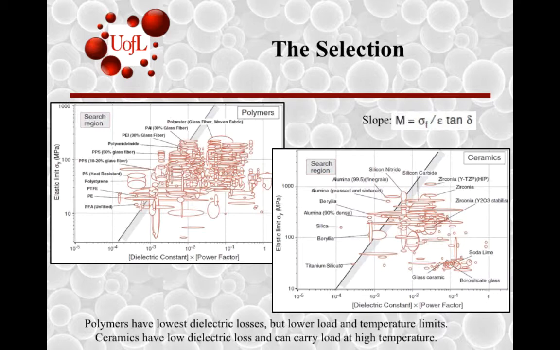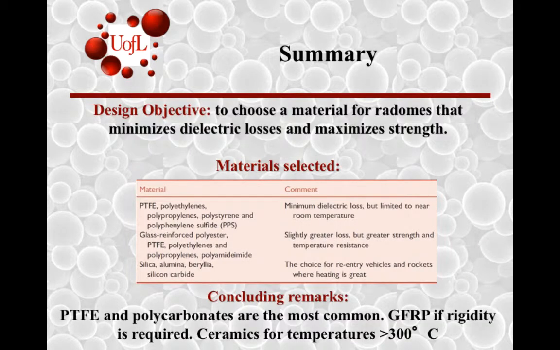Polymers have lower dielectric losses, but they can't withstand as high loads and temperatures, while ceramics aren't as great with the losses, but they can carry higher loads and last better at high temperatures. So to conclude, if all you care about is the losses, and you don't need to worry about a strong structure or high temperatures, PTFE and polyethylenes are the best. But if you need something a little more sturdy, like the really large structures on top of newscast vans, you might want glass reinforced polyester or PTFE.